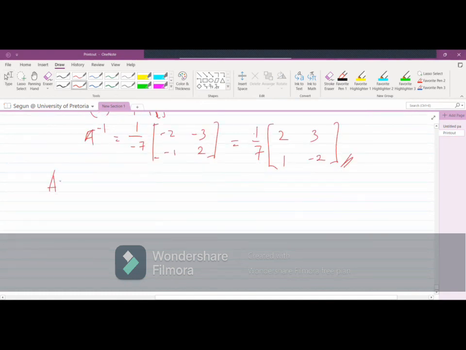Then we are to solve AX equals B. We know our A. We know where we are going now. For us to solve, we know that A inverse is multiplied by B, so we have X to be equal to A inverse multiplied by B.